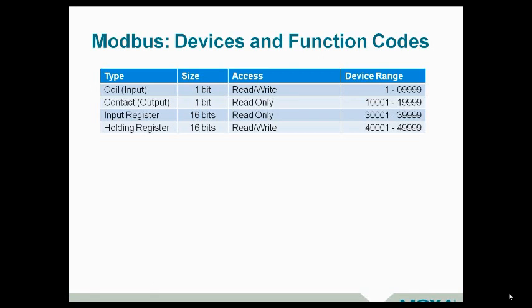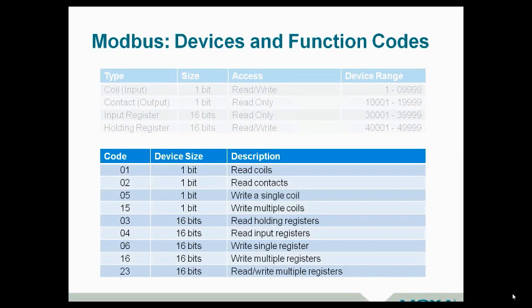Those can hold analog values, such as a tank level, a pressure in a vessel. It might be the number of cycles on a piece of equipment. And these are all denoted by different device address ranges. So if we're talking about coils, 1 through 9999, contacts have a different address range, input registers and holding registers all have different ones that are being used for this.